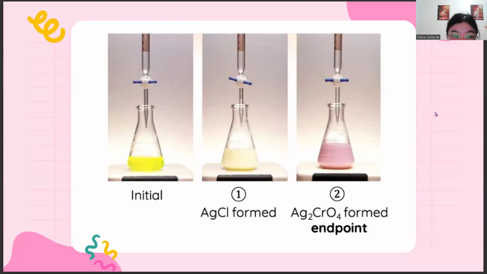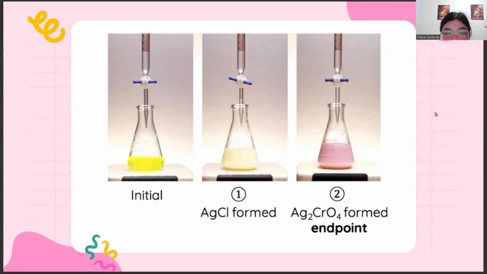So we have two key concepts to take away from Mohr's method. First, silver ions only react with chromate ions when all the chloride ions in the solution have already precipitated. And this is only made possible because silver ions preferentially precipitate with chloride ions over chromate ions.